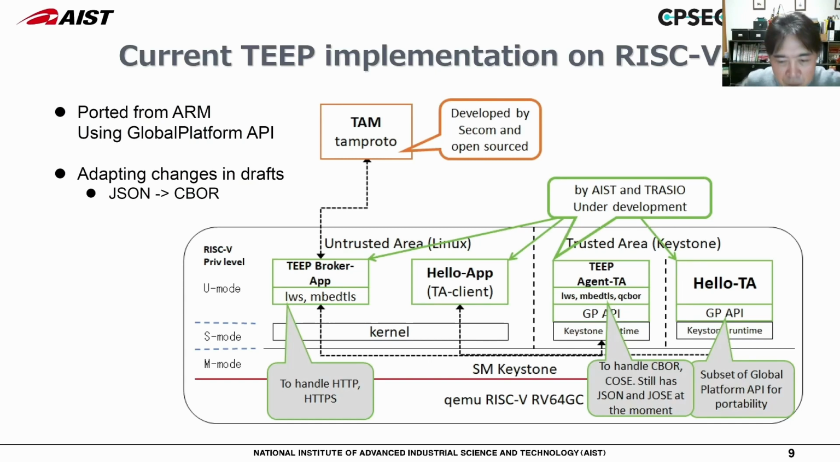And this is the entire picture of the TAM and the RISC-V device. So the RISC-V device will have a trusted area protected by PMP, which is a key feature from the Keystone project. And inside it has a TEEP agent, which provides most of the features of the TEEP, talking with the TAM server. Currently, TAM is developed by Secom, and it's open source already. And the implementation inside the RISC-V devices on top of Keystone is still under development, and we would like to make it available in a public repository.